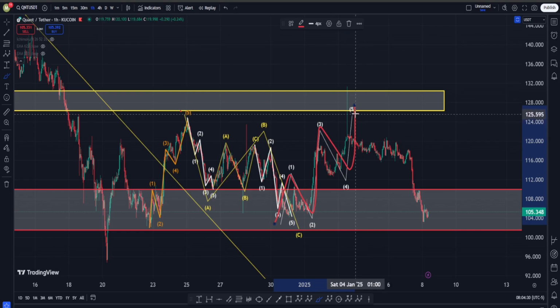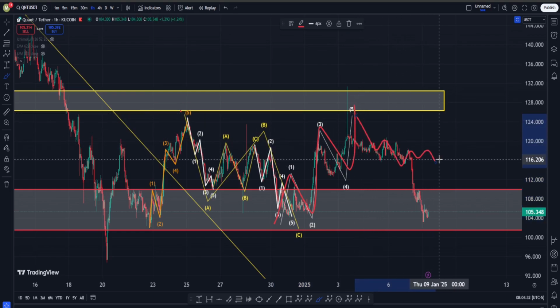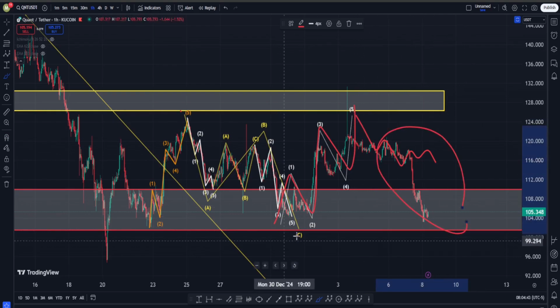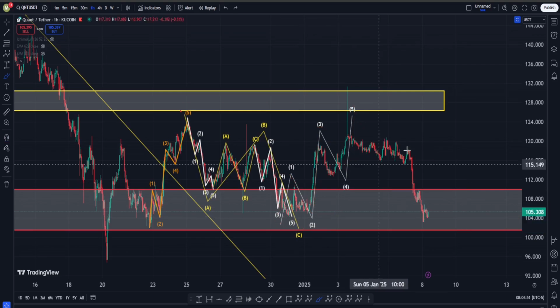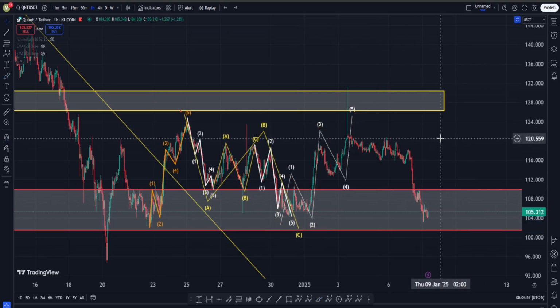And I said, well, okay, if we get a choppy move down, it's not going to be a bad sign at all. Now, we did get a move down, but this was not choppy by any means. And also in this move, we actually took the lowest low down here about, let's say, $104.50. So what is going to be our possible next move for QNT?